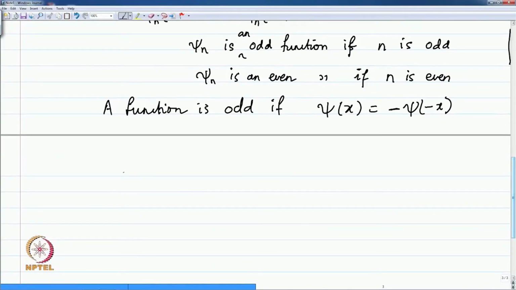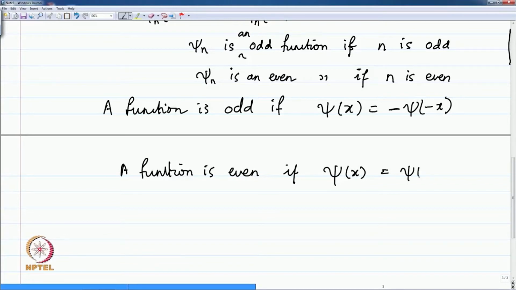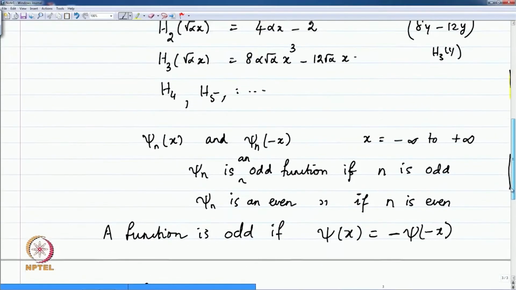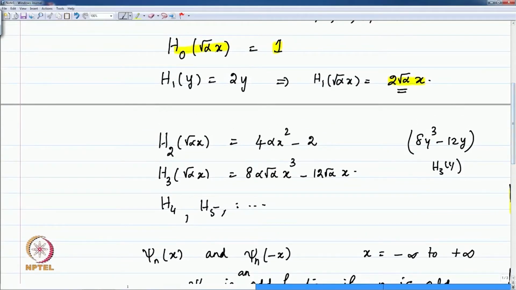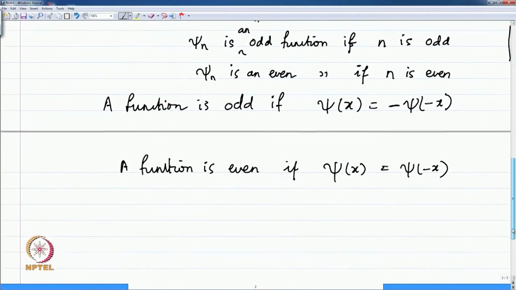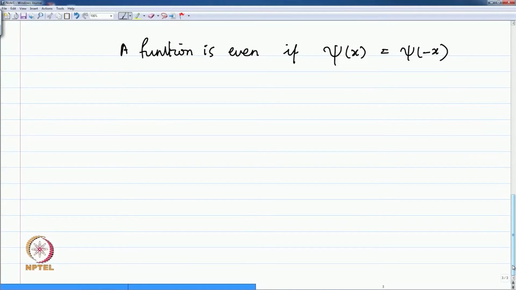Okay. This is odd. A function is even obviously when this does not happen, that is, psi of x is equal to psi of minus x. And with this definition in mind, you will immediately see that the odd numbered Hermite polynomials, namely h1, h3, and if you recall h5, it contained x raised to 5, x cube and an x, nothing else. Therefore, the odd indexed Hermite polynomials are all odd functions, and likewise the even indexed Hermite polynomials like h0, h2, h4, h6 etc. are all even.